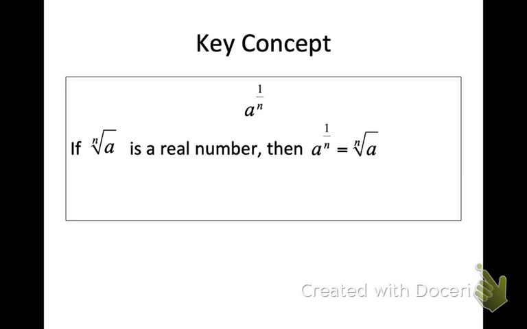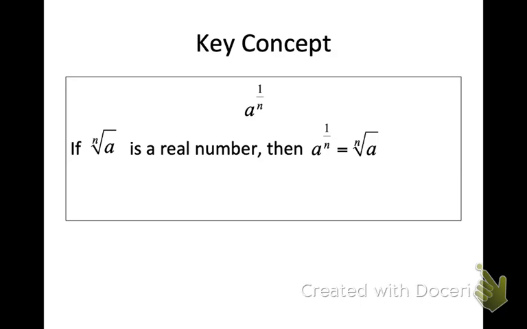So if we have something like a to the 1 over n as my exponent, it can be rewritten as a radical. So if you have the nth root of a, where n is your index, and that is some real number, so it's not an imaginary number, there's no negatives underneath it if it's even, then you can rewrite it as a rational exponent: a to the 1 over n equals the nth root of a. So you should be able to interchange back and forth between radical and rational exponent.